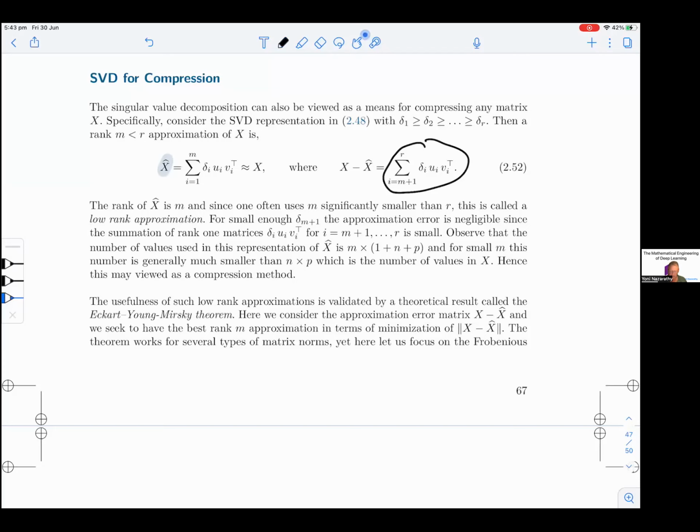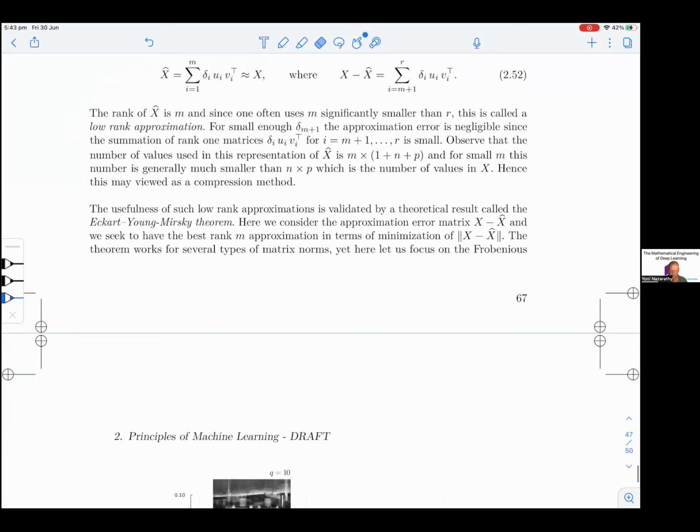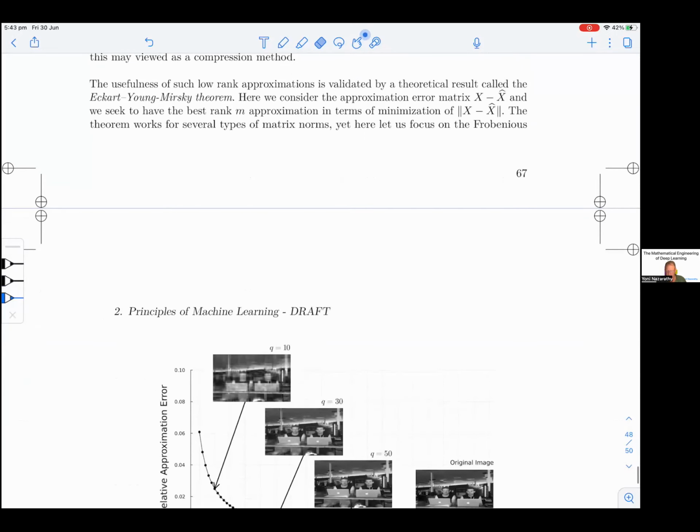Okay, so instead of having n by p values, we have here m times (1 plus n plus p), and m can be as small as we would like, which is the number of values in X. Hence, this may be viewed as a compression method. The usefulness of such low rank approximation is validated by a theoretical result called the Eckart-Young-Mirsky theorem.